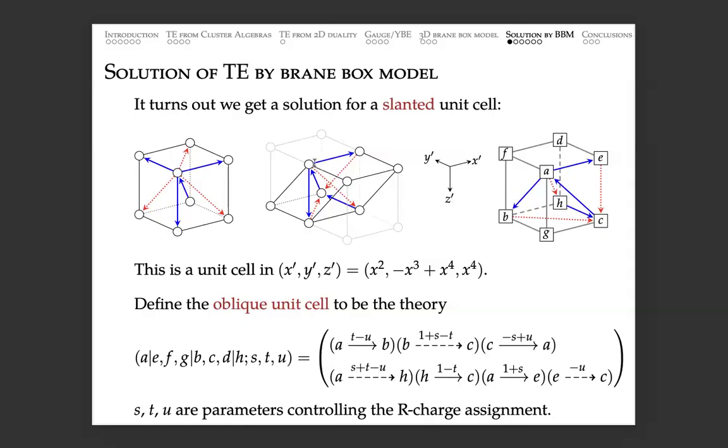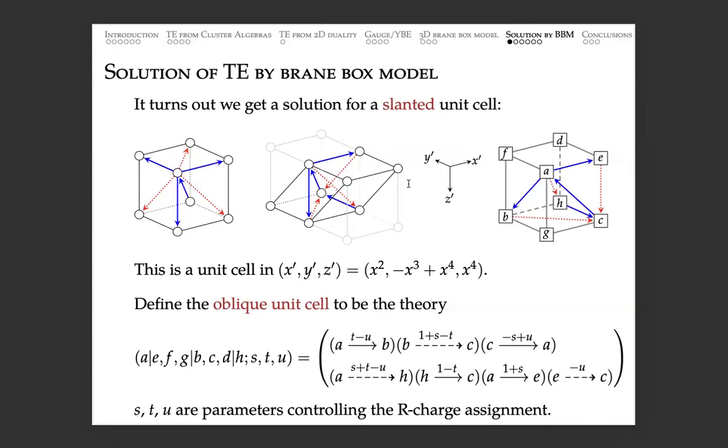So here, what I do is the following. You have two cubes. Instead of taking the unit cell on the left, I take the upper face of the cube and shift it by one unit in one direction. And instead, I consider this slanted cube as a unit cell. You could as well use this as a unit cell and concatenate them and construct a bigger quiver, which is the original quiver for this three-dimensional brane box model.